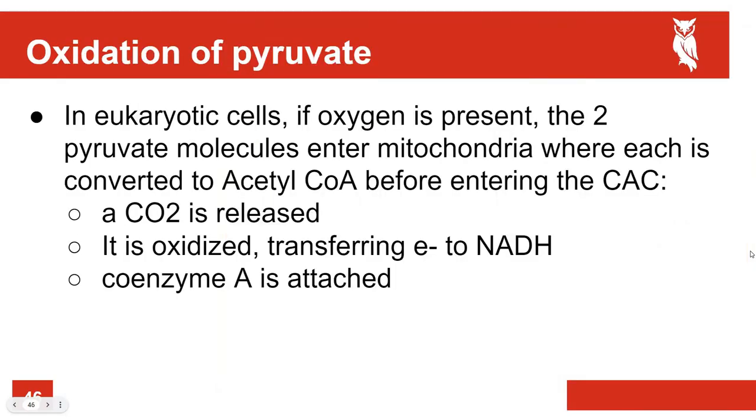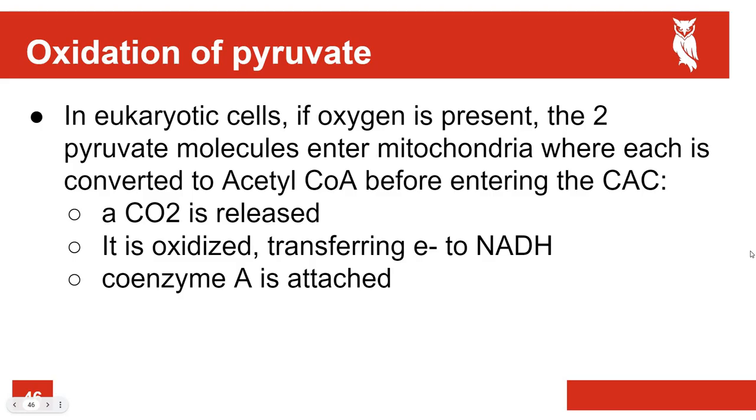So in eukaryotic cells, if oxygen is present, the two pyruvate molecules enter the mitochondria, where each is converted to acetyl-CoA before entering the citric acid cycle. When it is converted to acetyl-CoA, CO2 is released and it is oxidized, meaning it transfers electrons. So it's transferring electrons to NADH. It is losing these electrons because they're no longer going to be part of the pyruvate, they're going to be NADH. And then coenzyme A is attached.